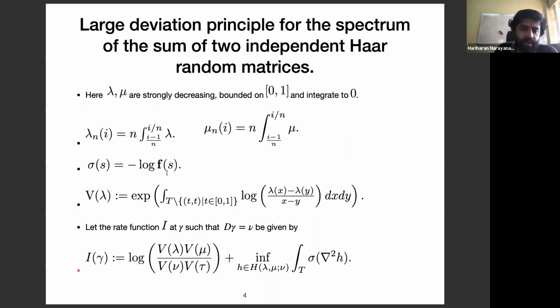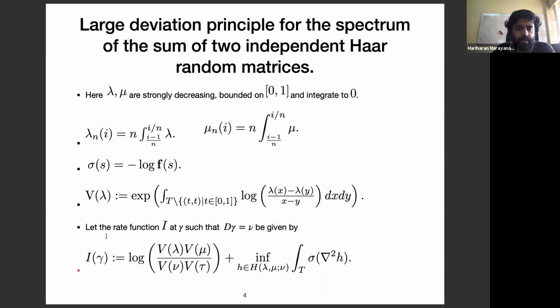This I have not yet defined. I will define later. F of s is actually going to be the volume of a certain polytope raised to 1 by n squared roughly, where the polytope itself is n squared dimensional. S is going to be representative of the average Hessian. But this I will describe later. V lambda is a continuous analog of the Vandermonde determinant. So if you just look at this, the discretization, you get something like a Vandermonde determinant.